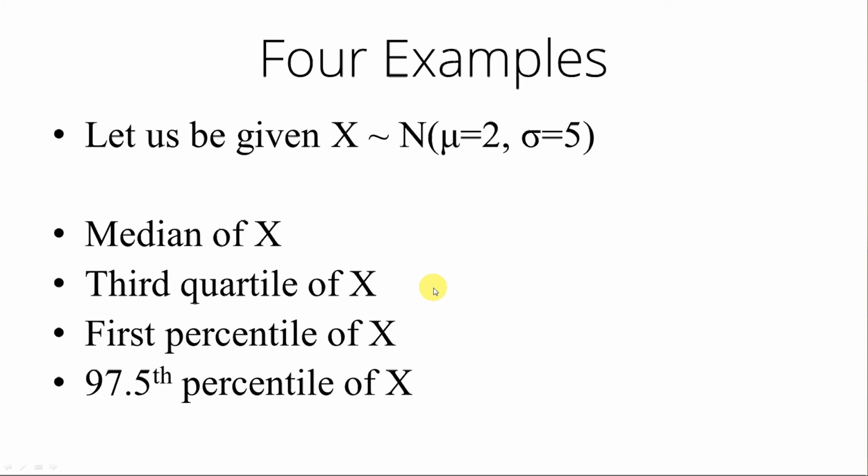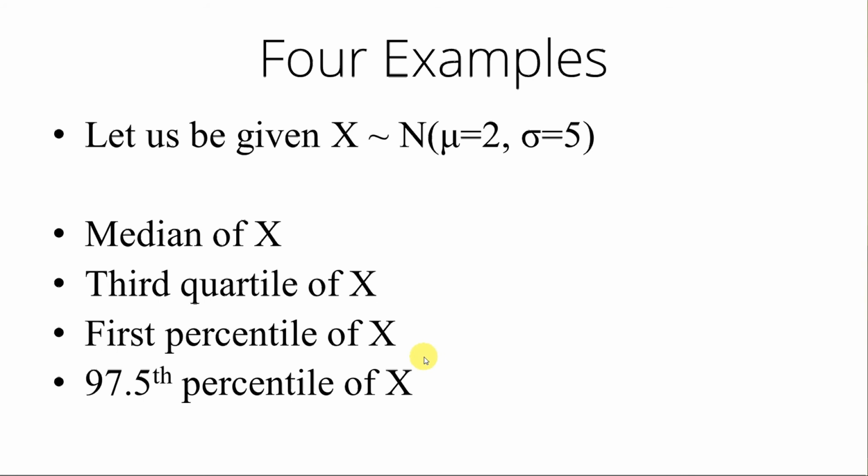Then we're going to calculate the third quartile, which is the 75th quantile, or the 75th percentile of x, because 3/4 is 0.75, or 75%. We'll calculate the first percentile of x, or the first quantile. And then we'll calculate the 97.5th percentile of x.